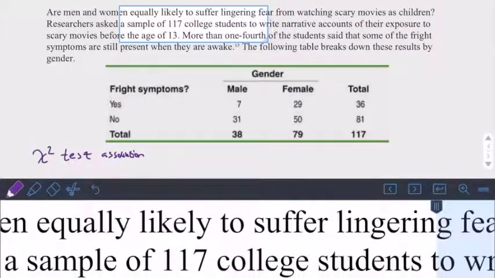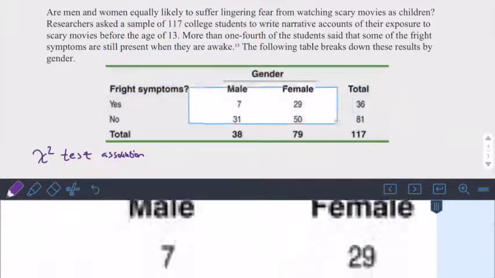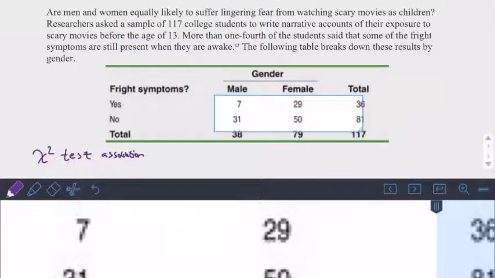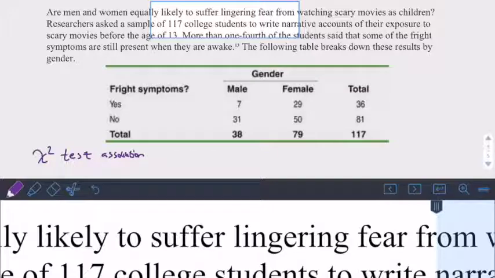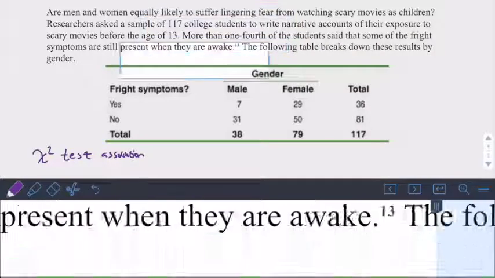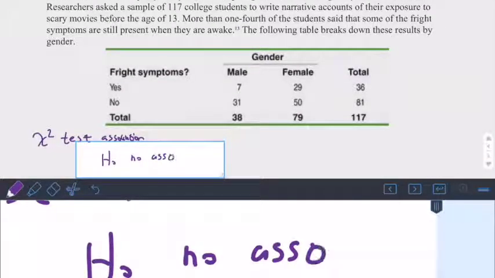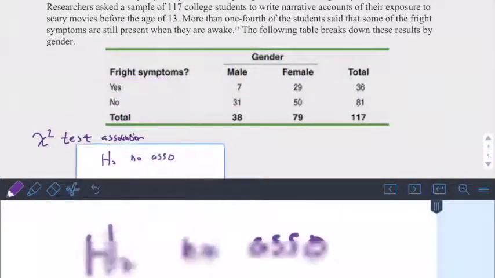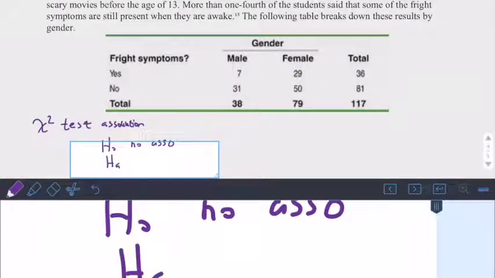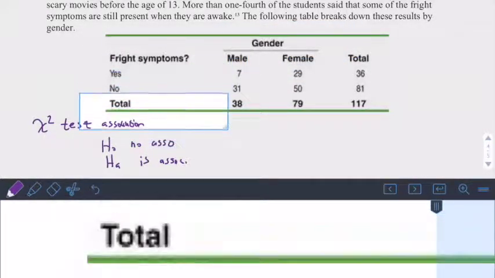Right? We sampled 117 and then we just reported what they were. This is an observational study. Okay, so there's your other hint that it was an association test. So your null hypothesis is that there is no association between gender and fright symptoms, and our alternative is there is an association between gender and fright symptoms.